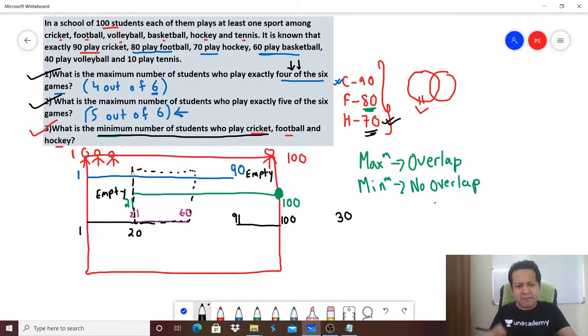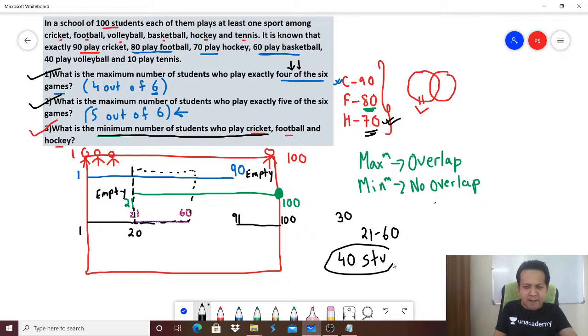And hence minimum, how many students? 21 to 60. When I say 21 to 60, total count is 40. 40 students are playing minimum 3 games, and that's the answer.